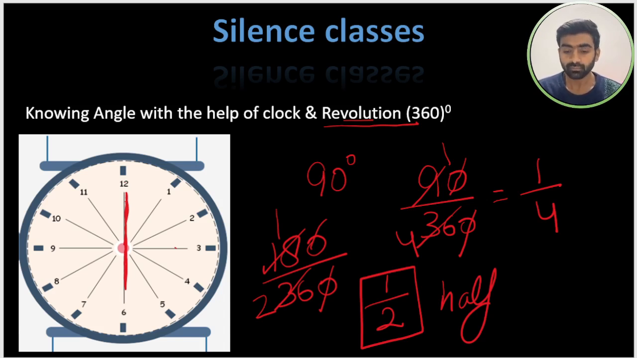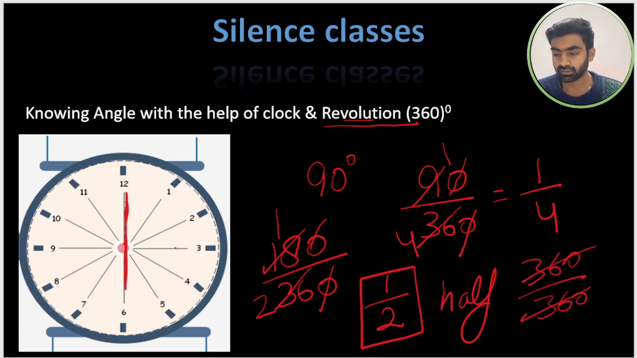Now if I talk about the complete angle, the complete angle is 360 degrees. So 360 upon 360 will come 1, which means 1 complete revolution we have completed there. 360 upon 360 will come 1, because 1 times 360 is 360. So we can say we have completed 1 complete revolution, okay.